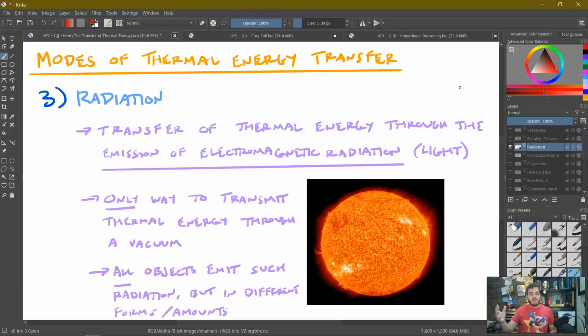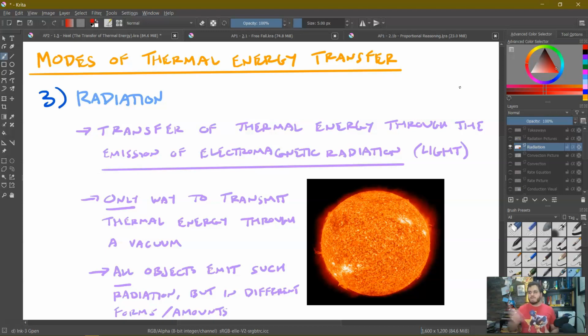Hotter objects transmit and radiate a lot more energy away than objects that are cooler. And notably, this is the only way we can transmit thermal energy through a vacuum. Conduction requires solid objects, or at least things to be in touch with each other. Convection requires motion of fluids, like gases and liquids. But radiation is allowed to go through the vacuum of space because it is light.